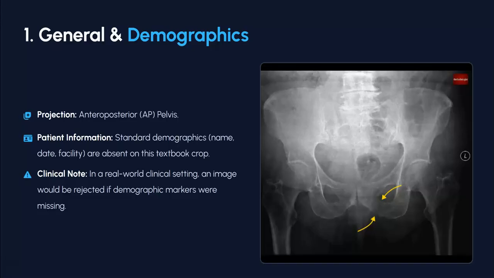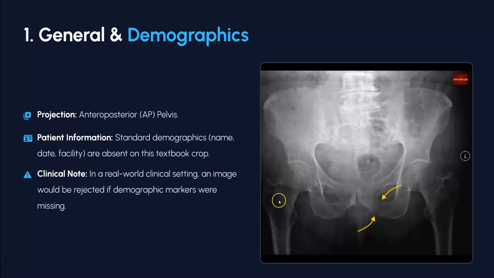Starting right off with our general image and demographic information, you'll immediately notice a glaring omission. Standard patient demographics are completely absent. Because we're evaluating a cropped textbook image, specifically image C7.82C from Bontrager's, we do not have the typical patient name, date of birth, date of examination, or facility ID. In a functional clinical setting, this lack of metadata is an immediate medicolegal failure and an automatic reject, as we cannot definitively tie this medical record to a specific patient.